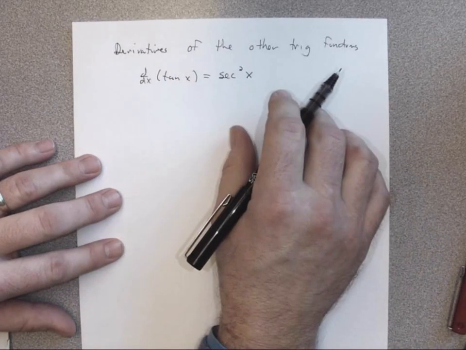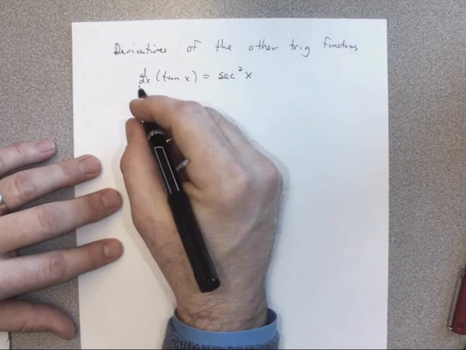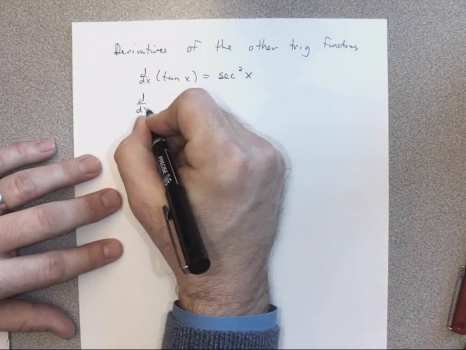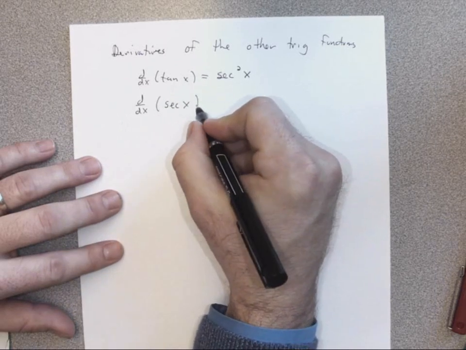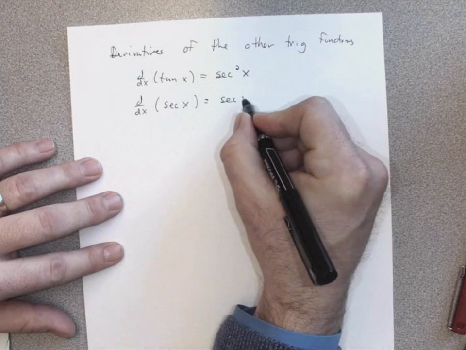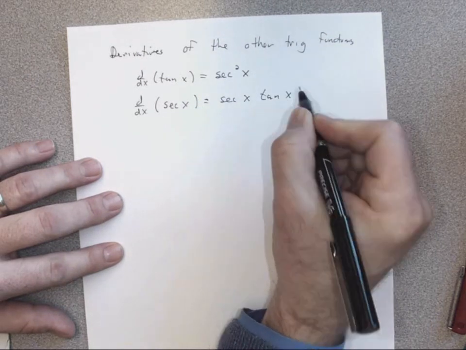It would do you well to memorize them, I'm not gonna lie. It's so much quicker if you memorize these. So the derivative of the secant of x is going to be equal to the secant of x times the tangent of x. I'll prove this one next.